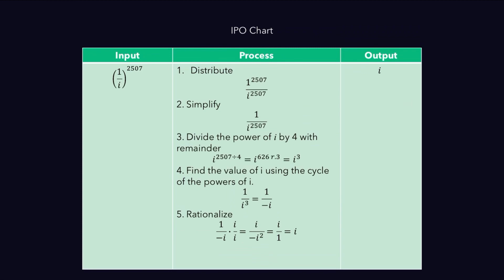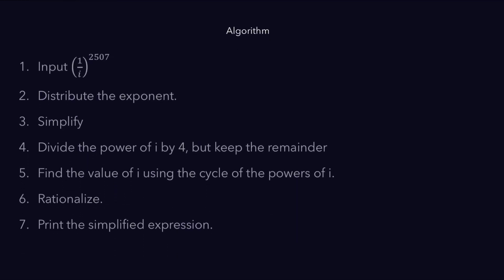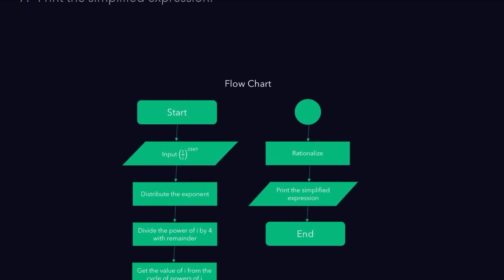Using the remainder, which is 3, we are to find the value of i using the cycle of the powers of i. Since we got negative i, we are to rationalize the denominator by multiplying both numerator and denominator by i. Hence, we got the simplified answer, which is i. Now, here we have our algorithm, then the flowchart.